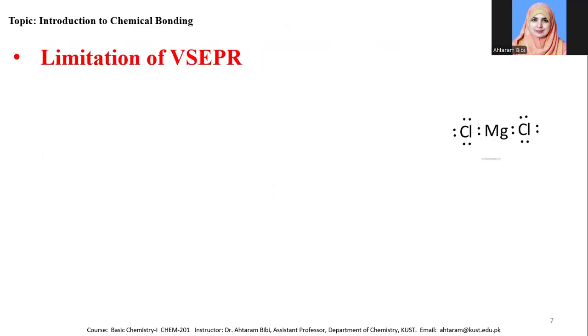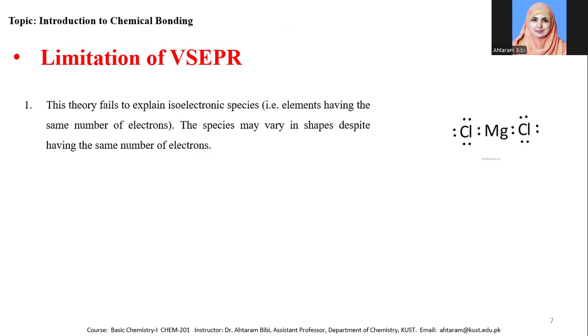We discussed the valence shell electron pair repulsion theory and how it describes the geometry of various molecules. But here are some limitations of the theory. The first limitation is that this theory fails to explain isoelectronic species, those species which have the same number of electrons but generally have different shapes. So the species may vary in shape despite having the same number of electrons. The theory does not explain the geometry of the isoelectronic species.